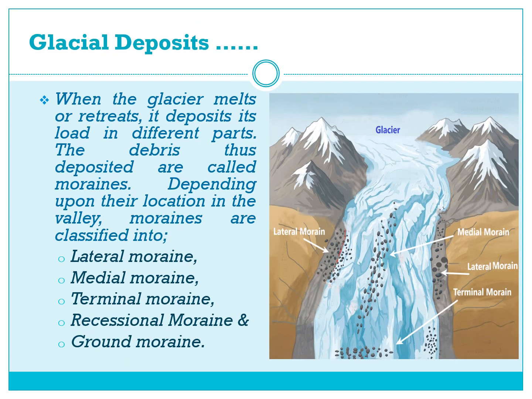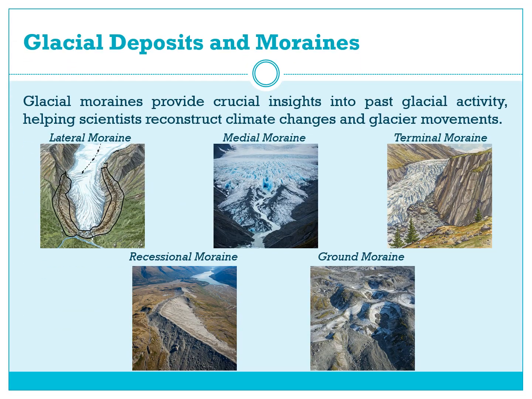Glacial deposits. When a glacier melts or retreats, it deposits its load in different parts. The debris thus deposited are called moraines. Depending upon their location in the valley, moraines are classified into terminal moraine, medial moraine, lateral moraine, recessional moraine, and ground moraine. Glacial deposits and moraines. Glacial moraines provide crucial insight into past glacial activity, helping scientists reconstruct climate changes and glacier movements over time.